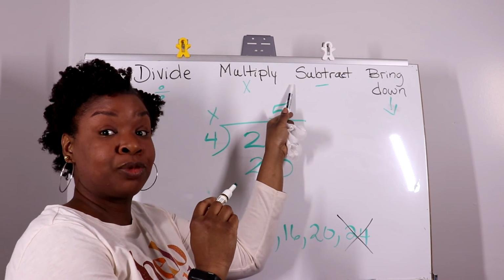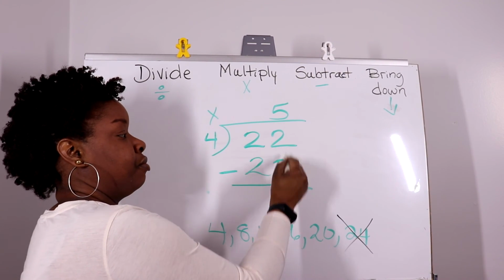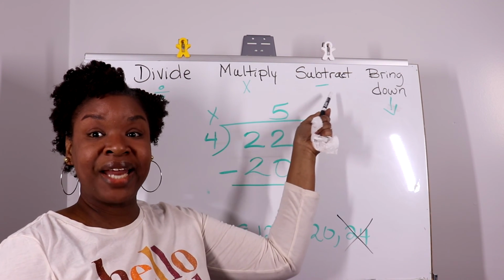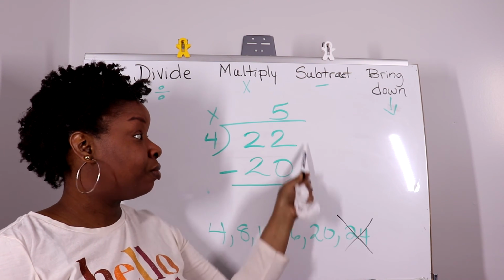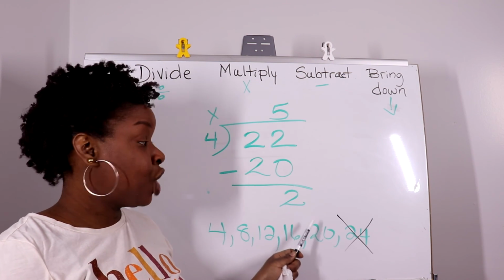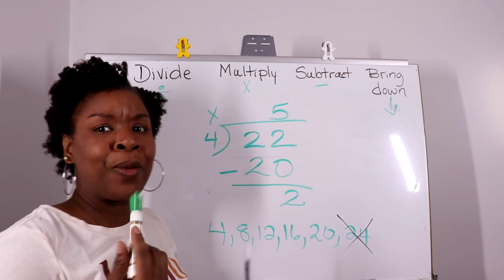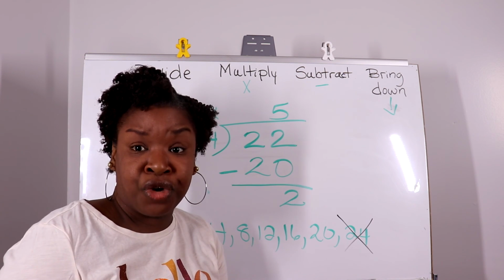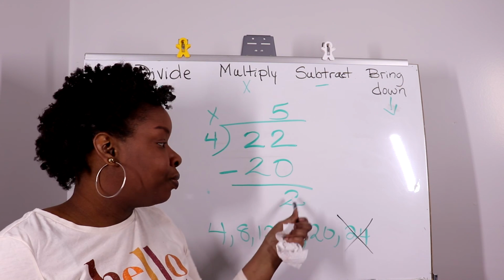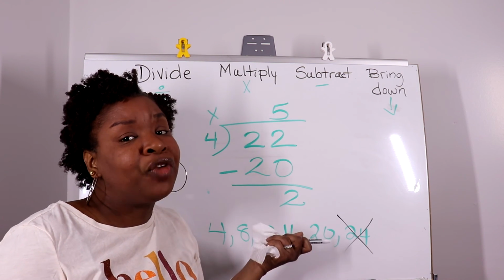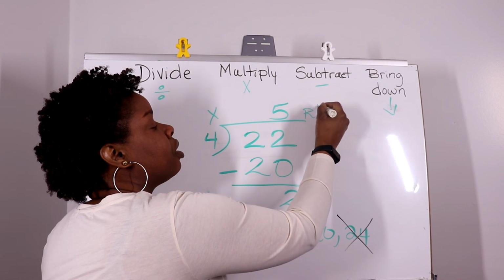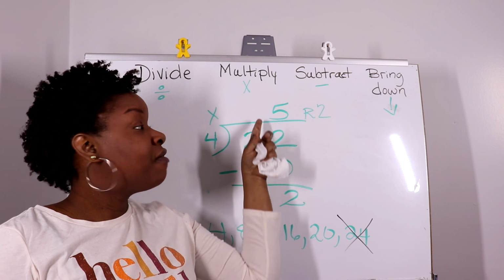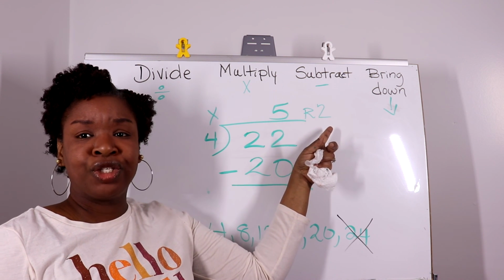Next step, subtract. Final step, bring down. Is there anything to bring down? No, there is not. So we know that 2 is our remainder. It's our leftovers. Just like when you're eating and you're full and you want to stop and you have something left on your plate, it is leftovers. So that is what 2 is. It is our leftovers, our remainder. So we're going to do a remainder of 2. So now, how many times does 4 go into 22? 5 times with a remainder of 2.